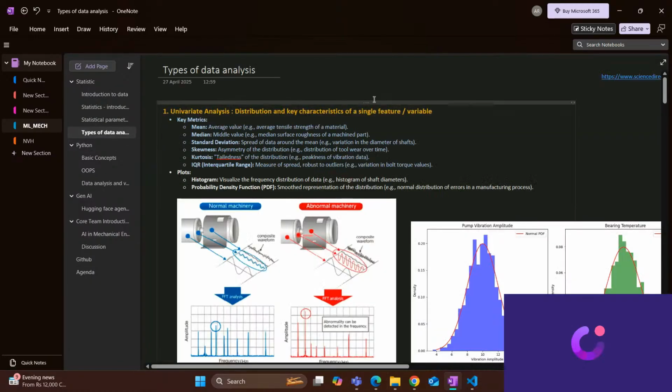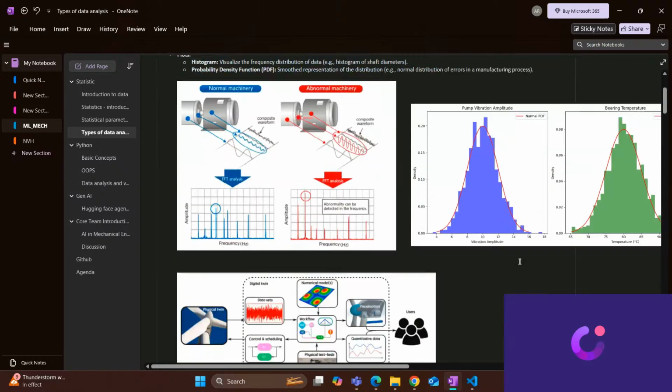Today's topic we'll go still more deep. It is related to data analysis. Till now we understood mean, median, standard deviation, and the different statistical parameters. This can be put into a section called univariate analysis, because here we try to understand, for each and every parameter, like vibration or temperature, each variable or feature, how these parameters are changing.